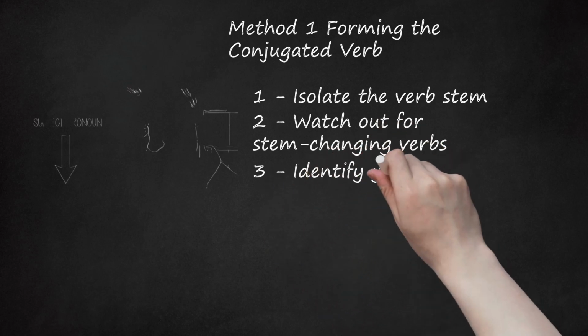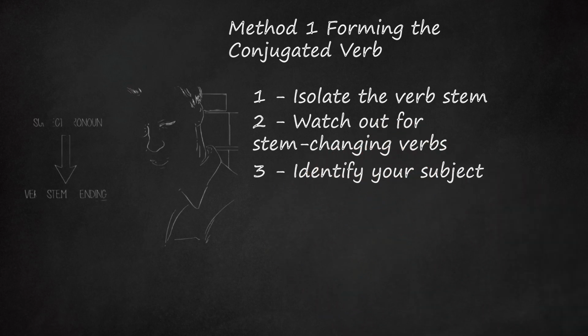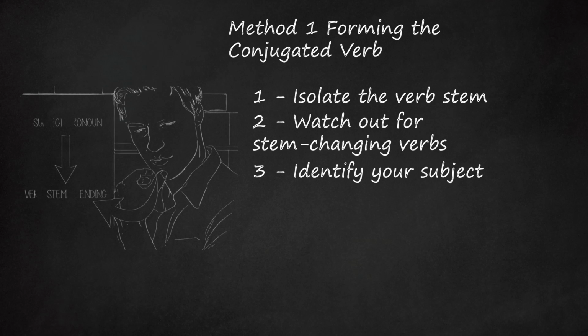3. Identify your subject. The ending you add to the verb stem depends on the subject pronoun you are using. The subject pronoun identifies who is doing the action of the verb. In Spanish, subject pronouns will be either singular or plural, and either masculine or feminine. In Spanish, there are a total of 9 subject pronouns. The singular subject pronouns are yo, I, tú, informal or familiar you, él, he, ella, she, and usted, formal you.